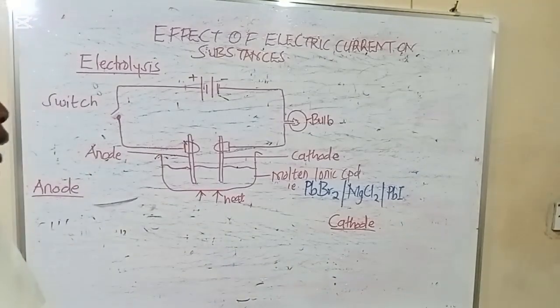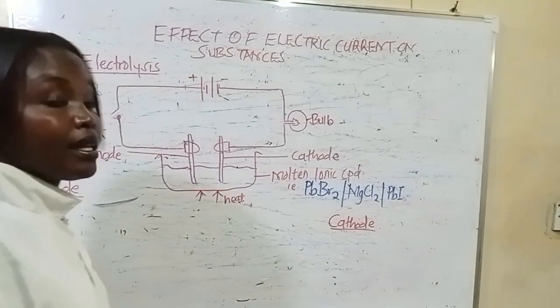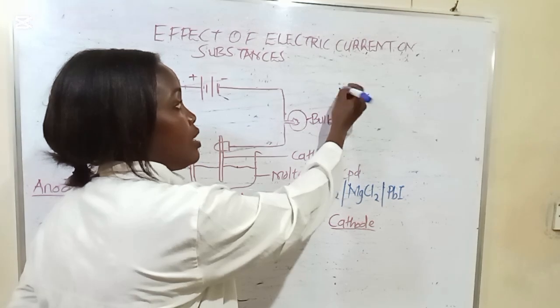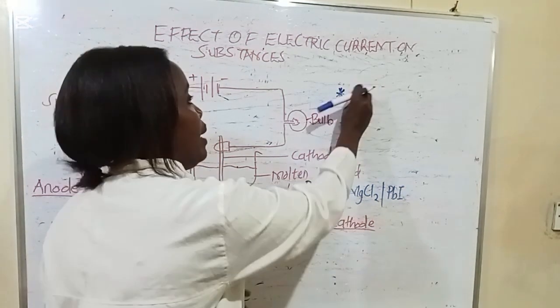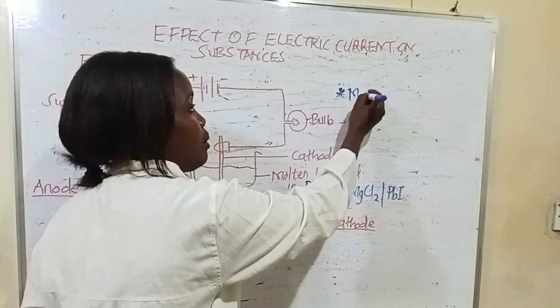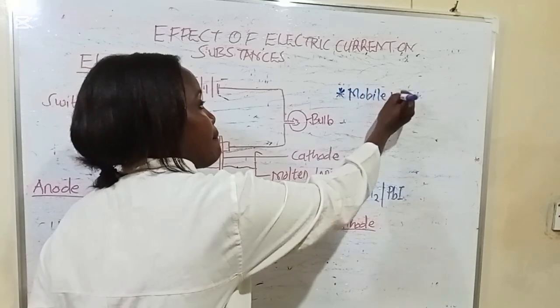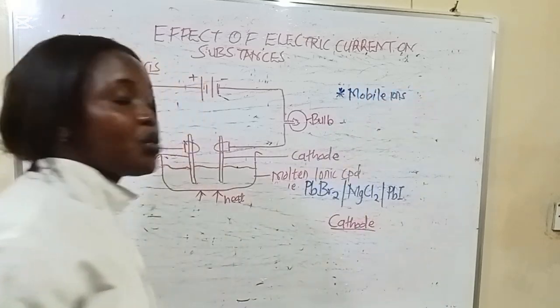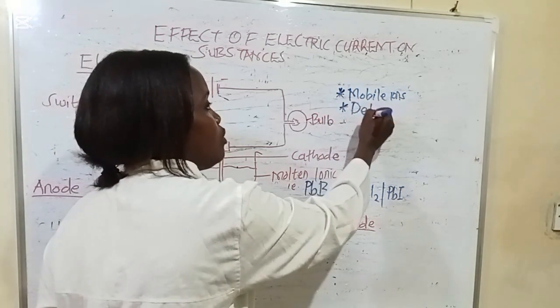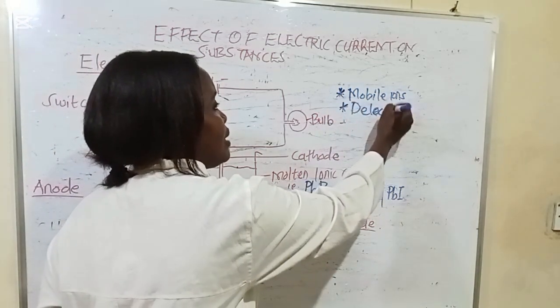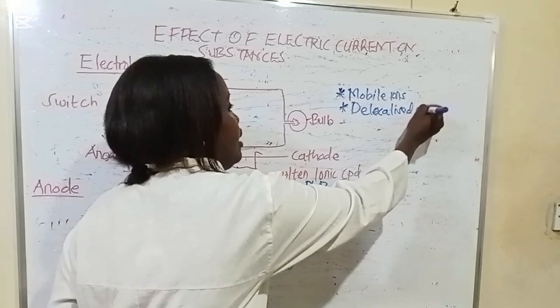So we are saying for electric current to pass through a substance, one thing that you need to have is, the substance needs to have what? We need to have mobile ions. We also need to have what? The presence of what? Delocalized electrons.